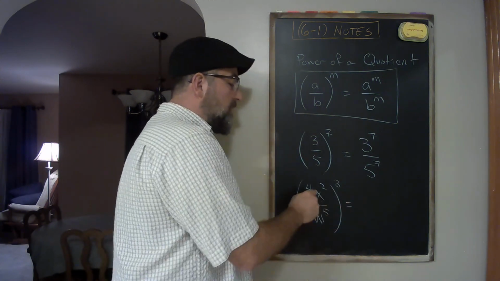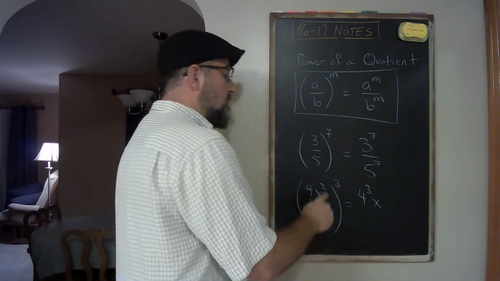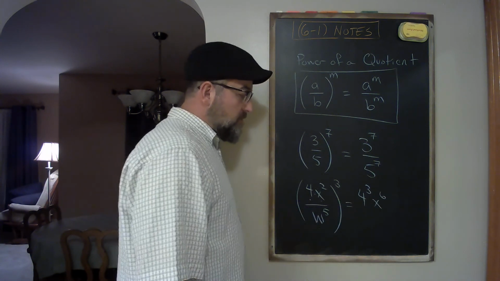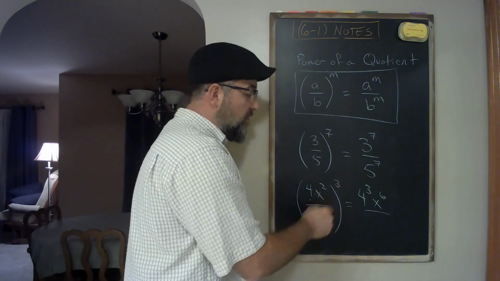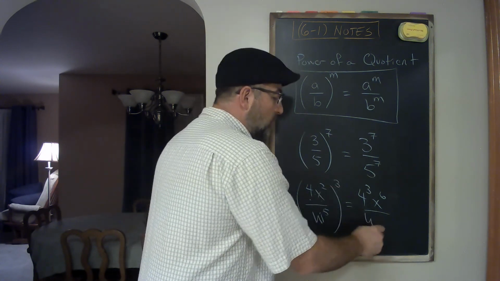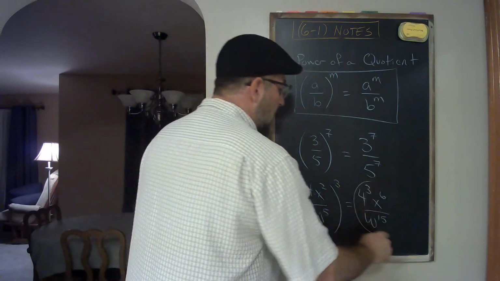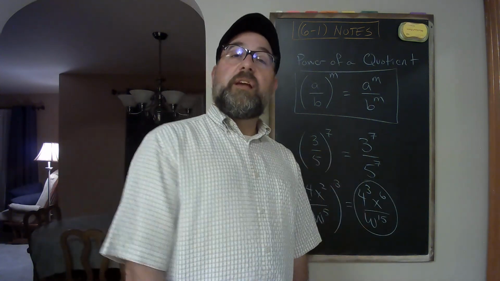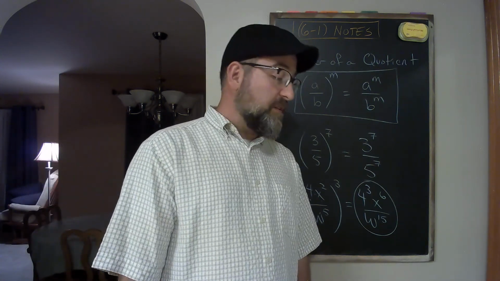So what you get is 4 to the 3rd times x to the, we have a power of a power, we are going to multiply, so x to the 6th, and we're going to raise w to the 5th to the 3rd, a power of a power, we're going to multiply and get w to the 15th. And we're done. So in a little bit, we'll be looking at the example problems where we're kind of having all of the properties all together.